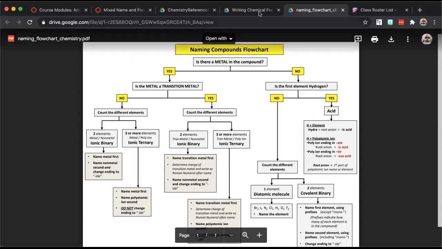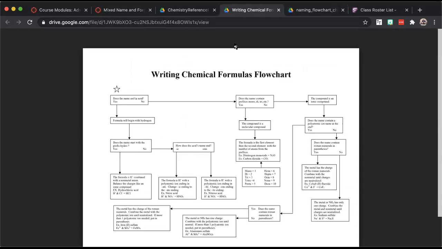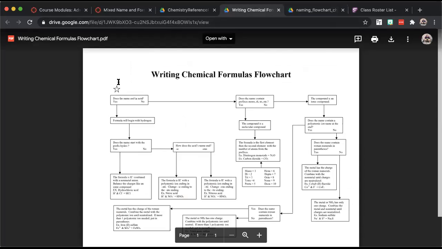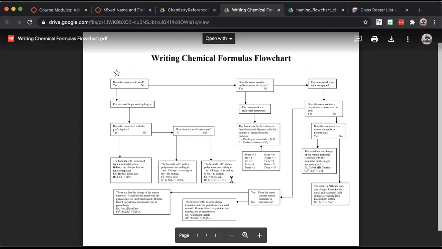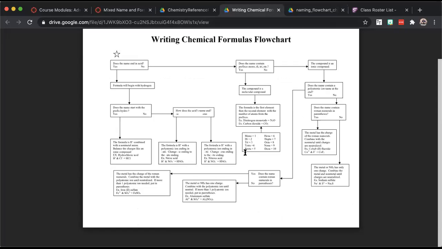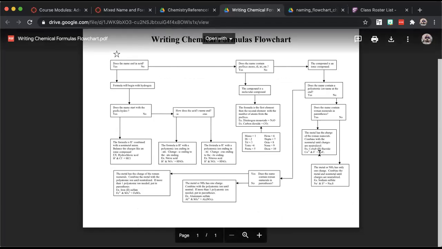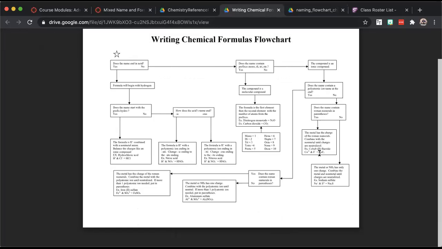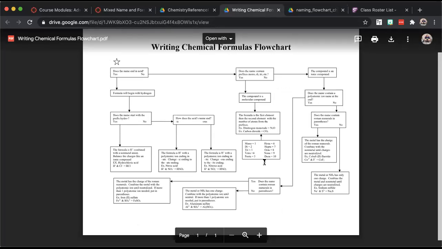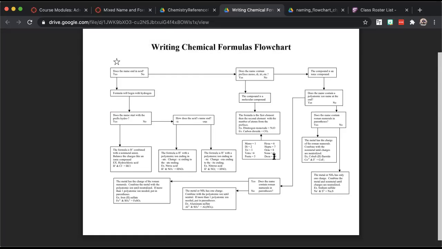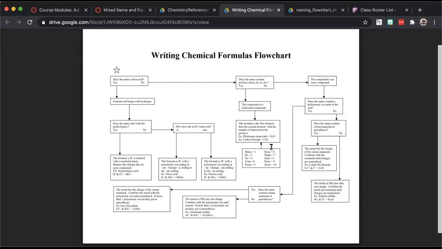The other flow chart is for writing the formula. On this one, you start over here in the top left corner where the star is, and you do the same thing. There's a question, you answer it yes or no, you follow the arrows and keep doing that until you get to the end where it has the instructions for how to write the formula for that compound, okay? And on this one, it even has the prefixes for the covalent compounds if you need to know what prefixes the numbers are for covalent, okay?